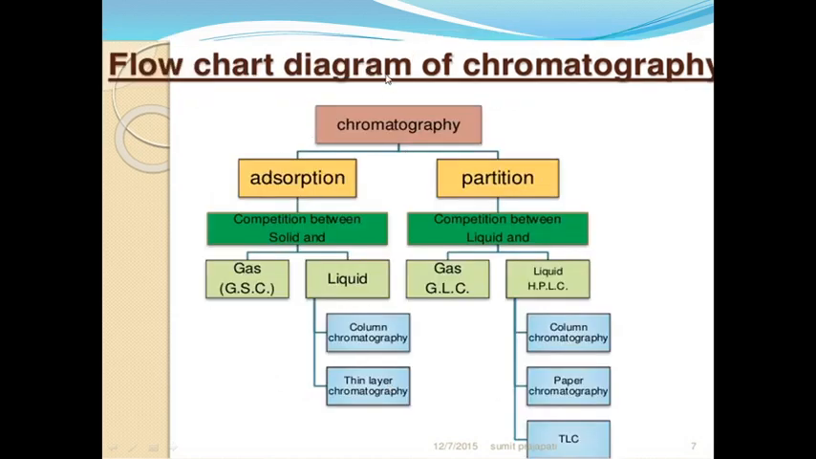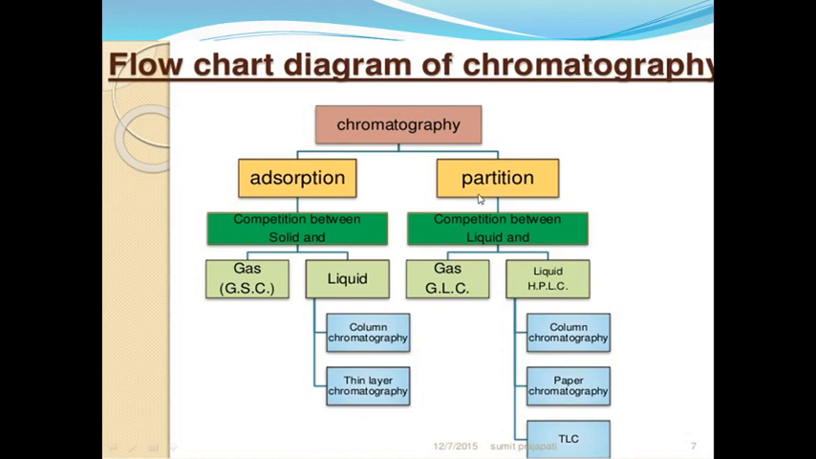Again it is the classification of chromatography, where we can see adsorption. When our stationary phase is solid, the mechanism or principle involved in that chromatography is adsorption. And when our stationary phase is liquid, then we can expect the partition principle, or partition chromatography. If our mobile phase is gas, then we say gas solid chromatography. If our mobile phase is liquid, then the examples are column chromatography and thin layer chromatography.